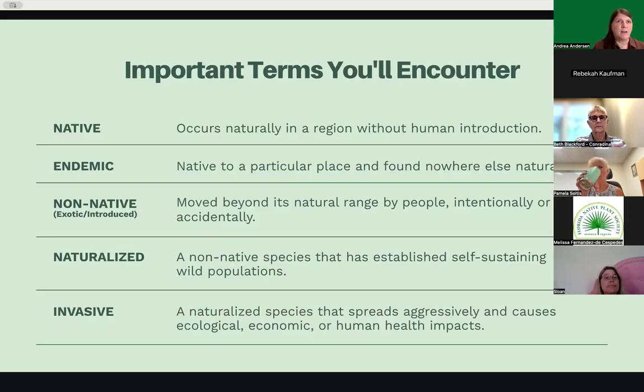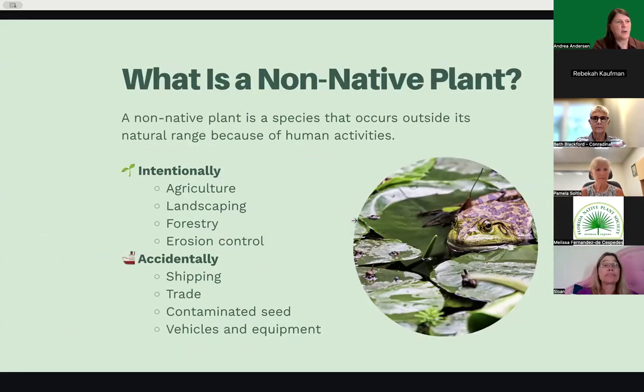So you can be non-native, but you don't spread like crazy. And so we'll explore each of these categories in a little bit more detail. All right, so let's go back to non-native plants. It's very simply a species that occurs outside its natural range because of human activities. And so notice that this definition doesn't tell us whether the plant is good or bad. It simply tells us how it arrived.